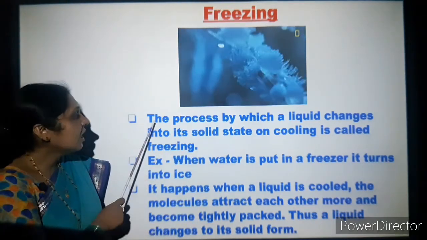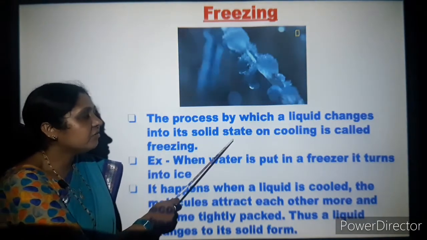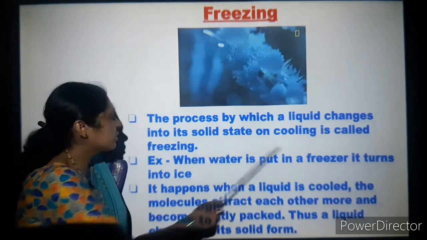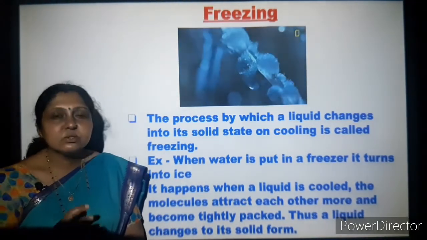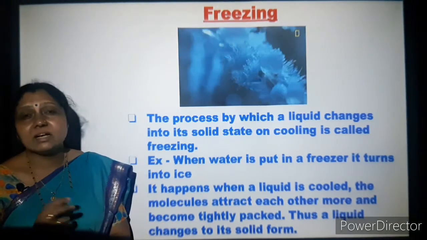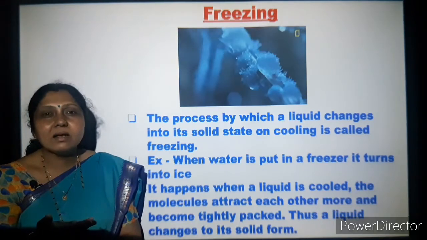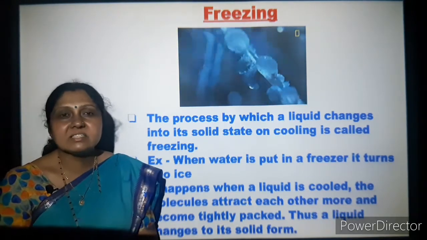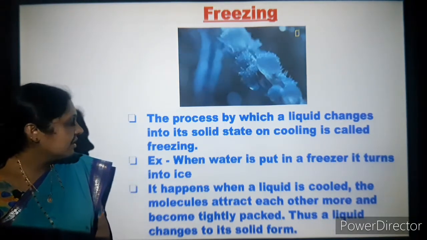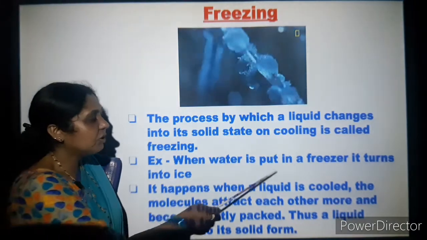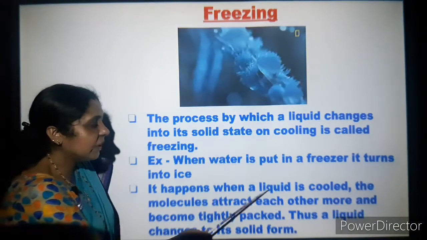Now, freezing. The process by which a liquid changes into its solid state on cooling is called freezing. Usually the liquid changes into solid form on cooling. A very easy example is the ice cube. If you keep water in an ice tray inside the freezer, and later take it out, you will get ice cubes. So, when water is put in a freezer, it turns into ice. It happens when a liquid is cooled.